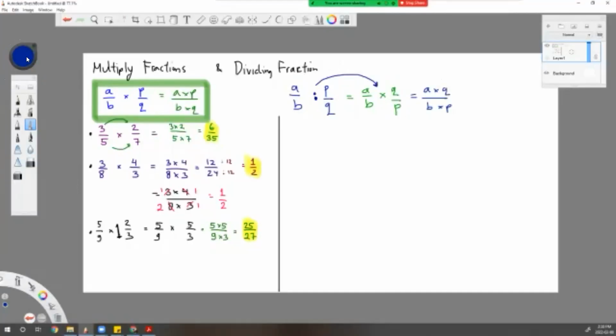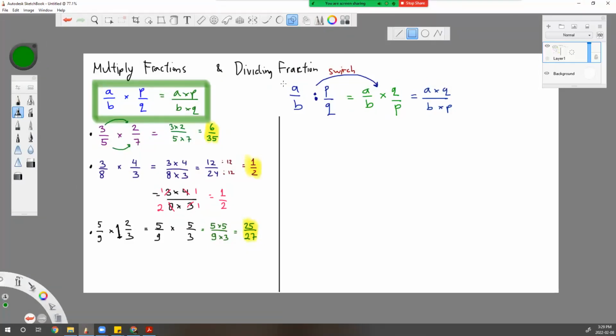Okay, so what you need to do first is switch to multiplication and also change the second fraction. Okay, that's the way you do it.